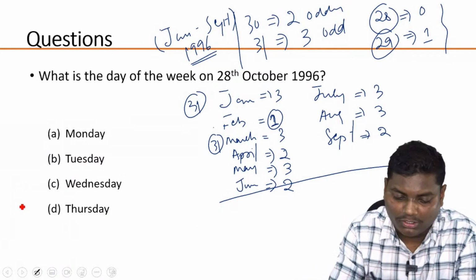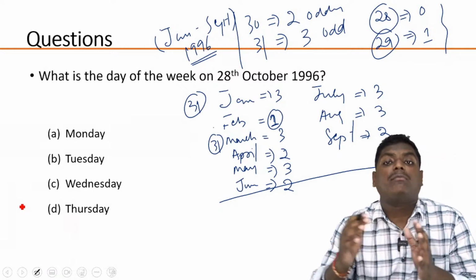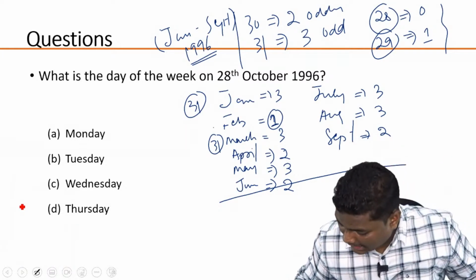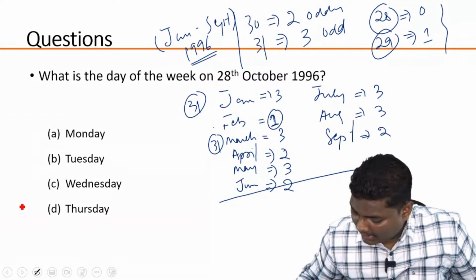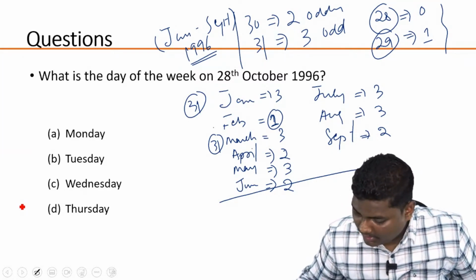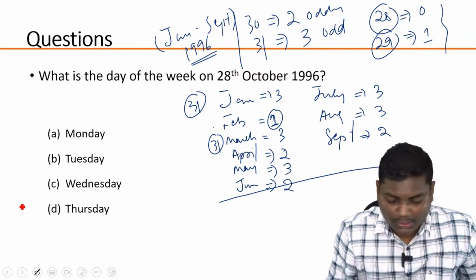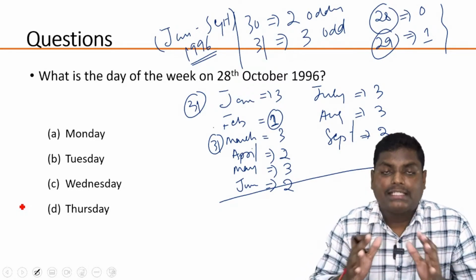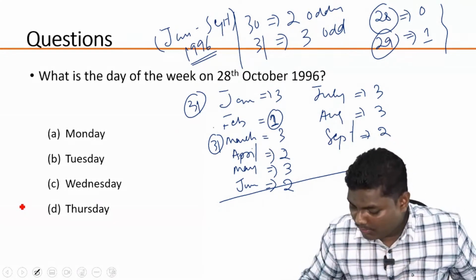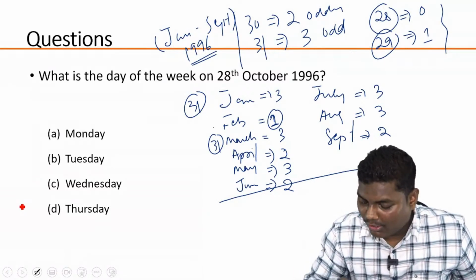Now, if you add all this, it will come to 22. You can just add. You can also do it the reverse way, but this is how we traditionally solve it. In that way, you can get confused, so I taught this traditional method.